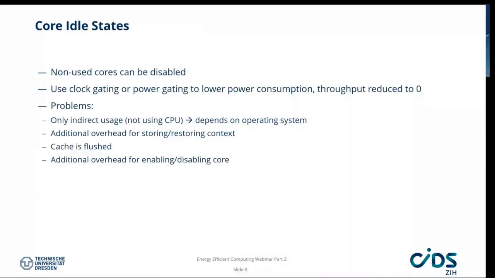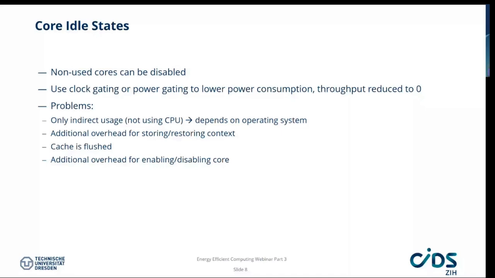Next thing is core idle states. So when we are not using cores, then we can disable them. There are different stages of disabling cores. It can be from usually running core, then to clock gating and power gating. And the issue is that you cannot actually use that directly, but only indirectly. The instructions that you use for that are only available to the operating system.